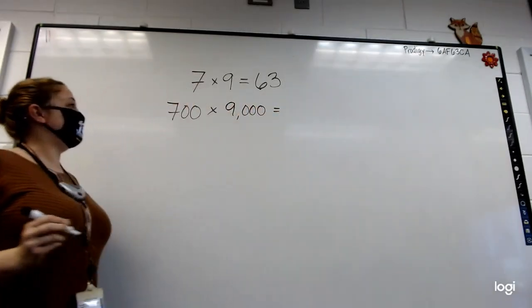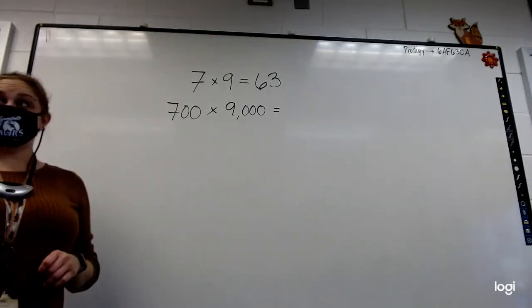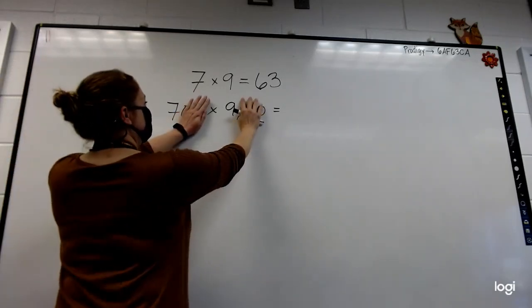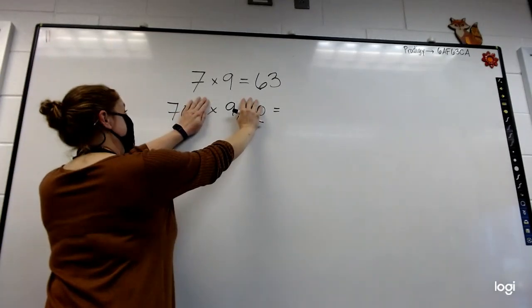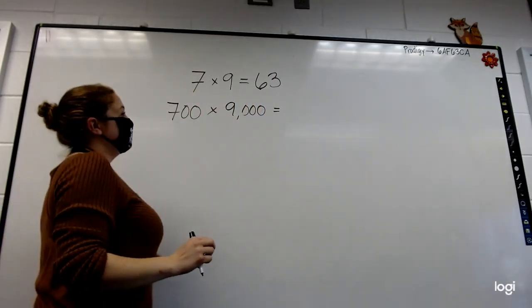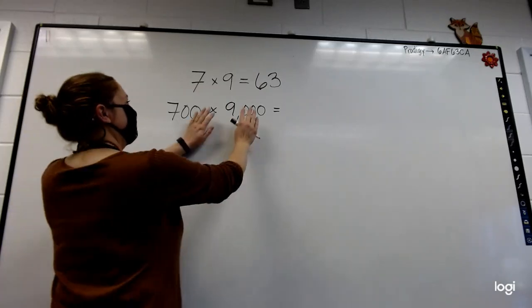Okay, 700 times 9,000. What's my first step? Cover up our zeros. 9,000. We have 9 times 7. So I think it's going to be 63. We'll just start with the 9 times 7.